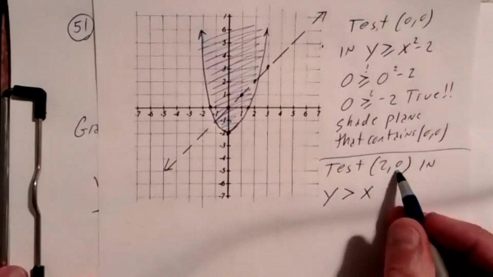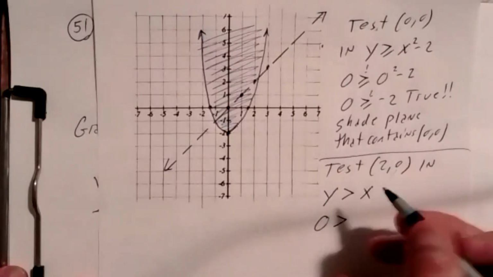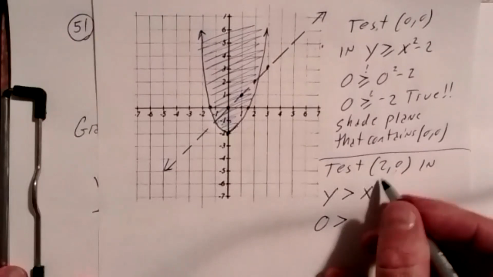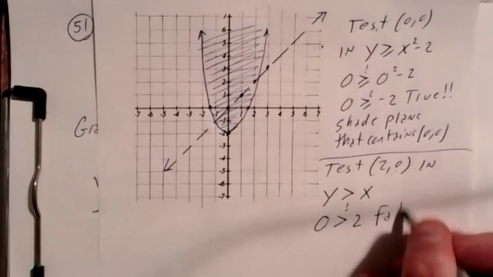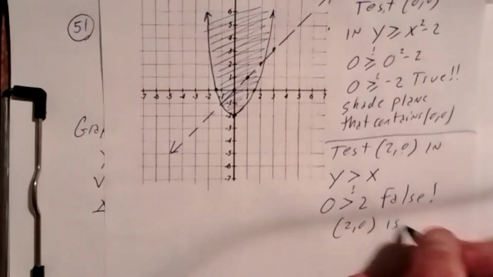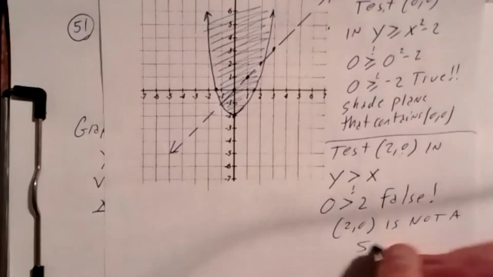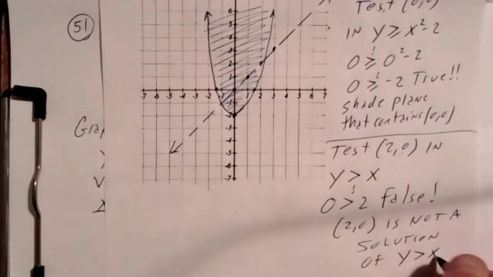To do that, we replace the x variable with the x coordinate of 2 and the y variable with 0. Is 0 greater than 2? True or false? False. So therefore 2, 0 is not a solution of y greater than x.